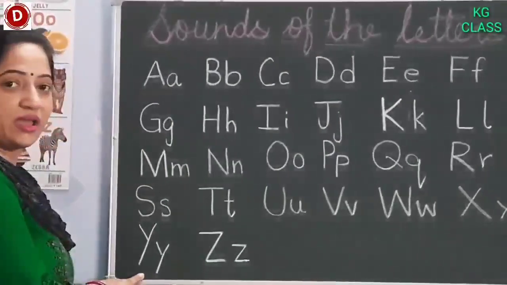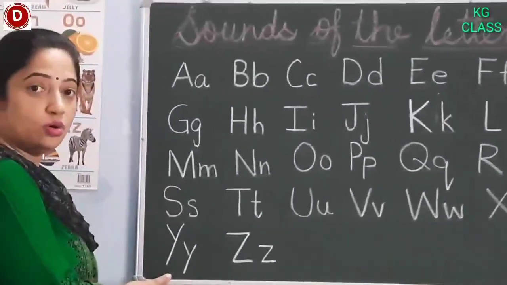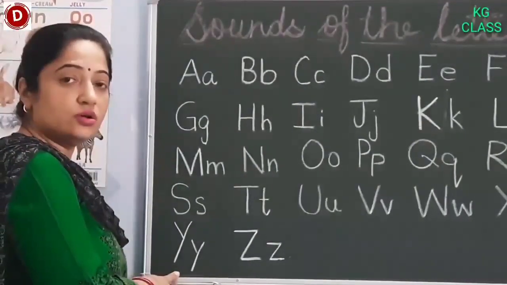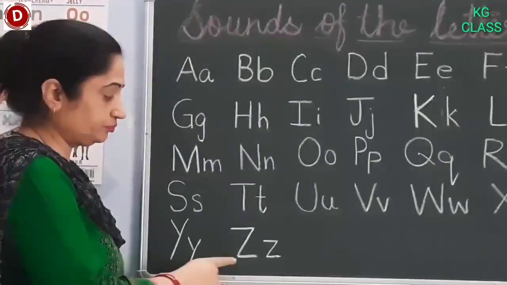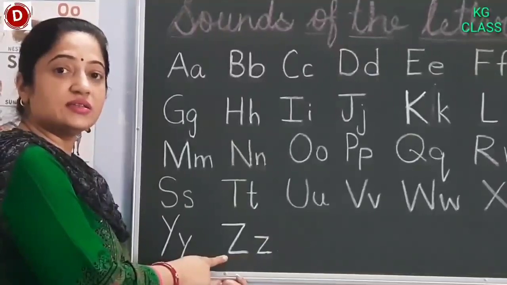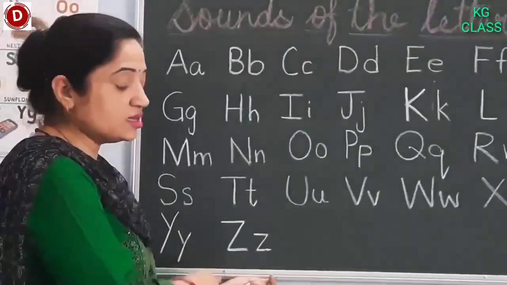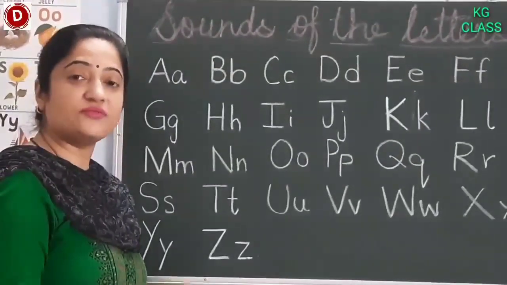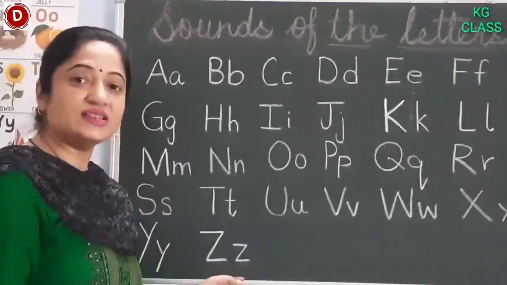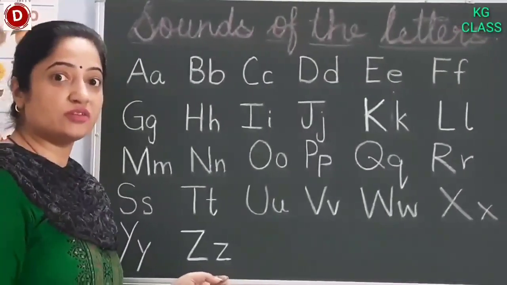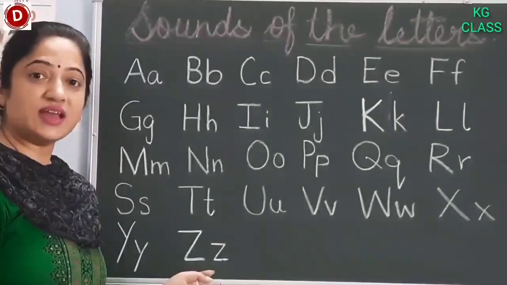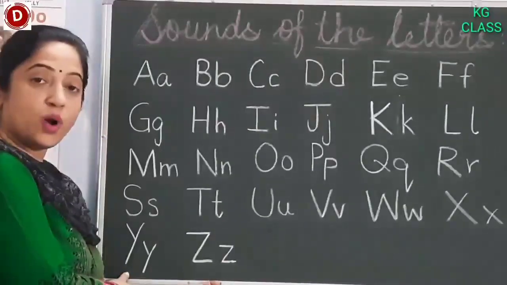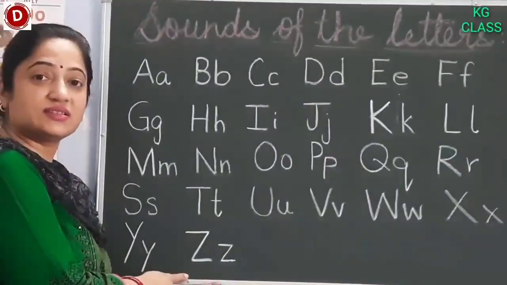Now comes Y. Y says yellow. Y for yellow, Y for yolk, Y for yak, Y for yacht. Z says zzz. The sound of Z is zzz. Z for zip, Z for zebra, Z for zoo, Z for zero. You also speak with me, children. Z says zzz. Z for zigzag. So the sound of Z is zzz.